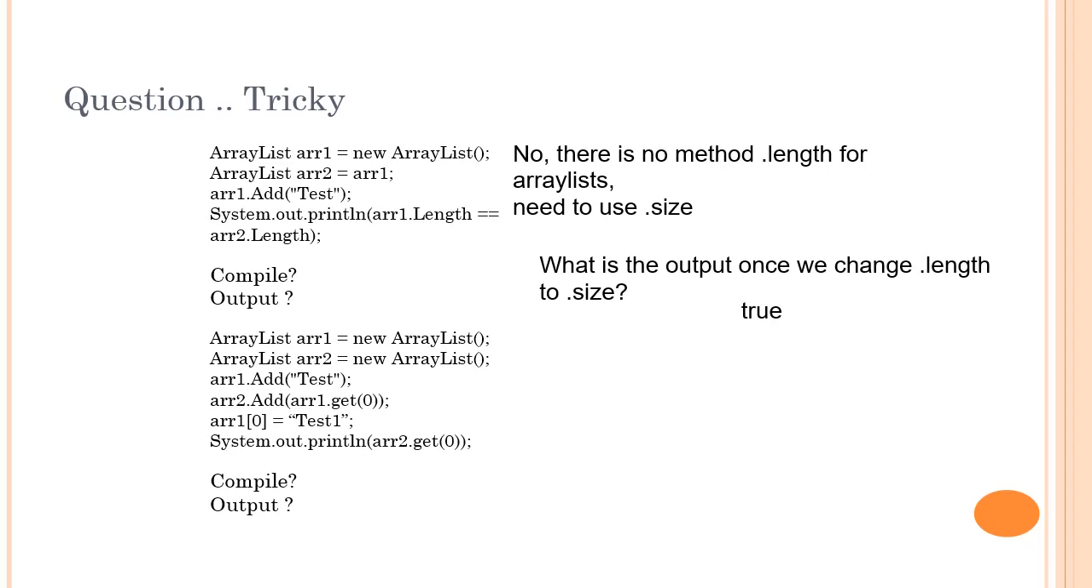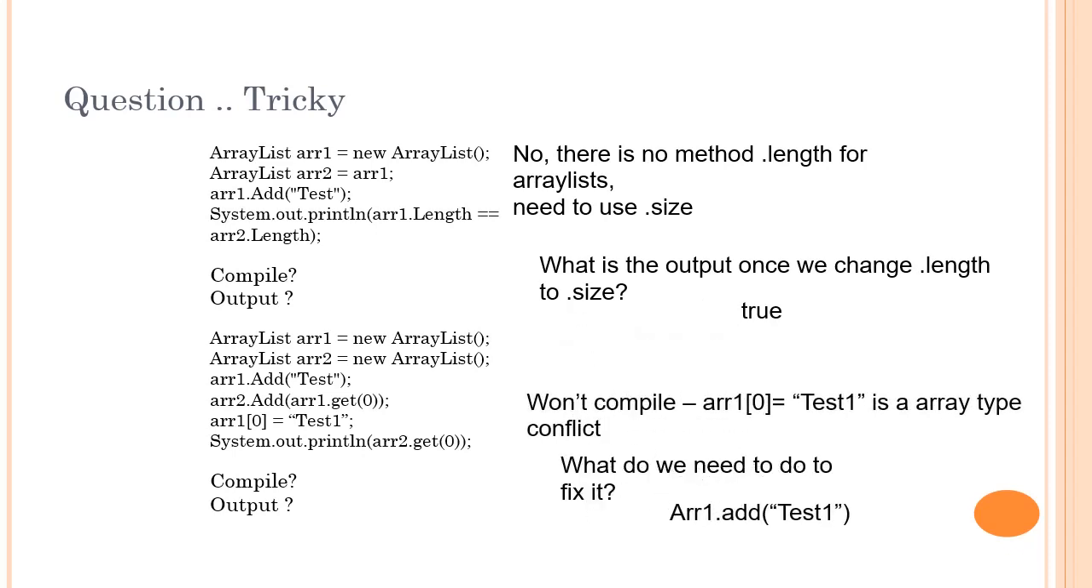The next statement is R1[0] = test1. This will generate an error because we are not allowed to use such a statement. This can only be used with regular arrays and not an array list. So it should be replaced by R1.add(test1). By the end, we printed out the content of the first index in R2, and the result here will be the word test.